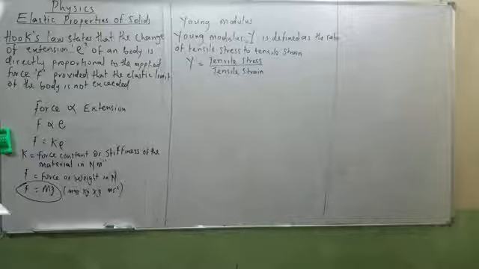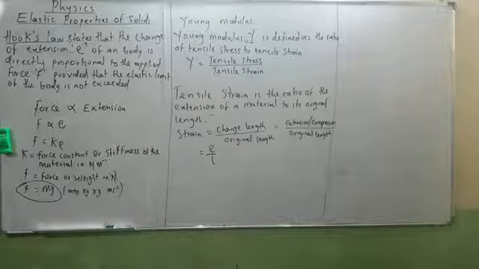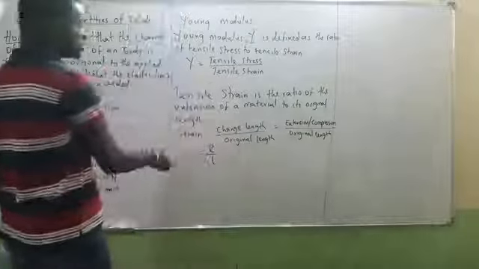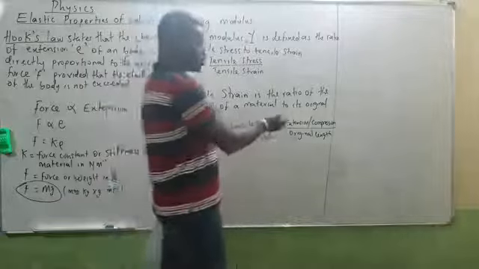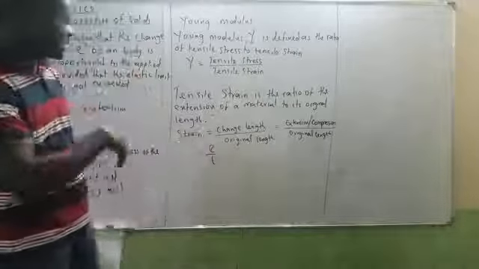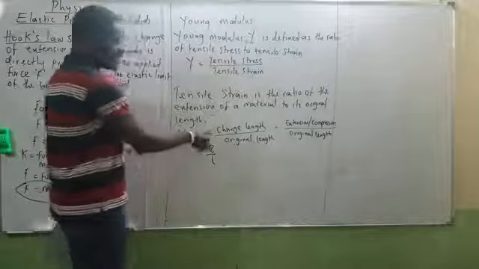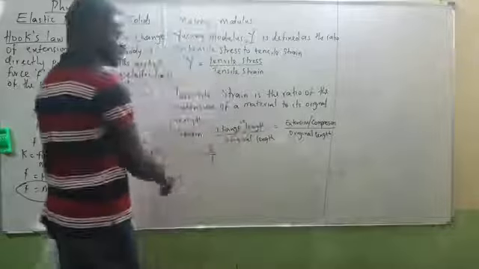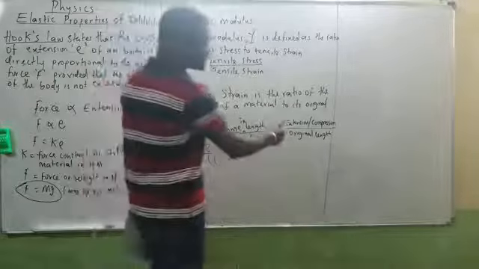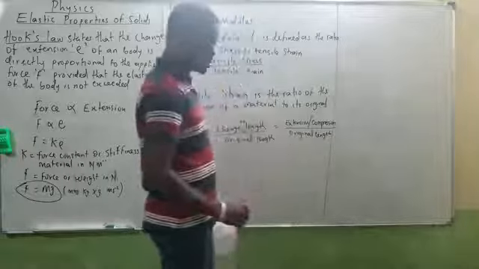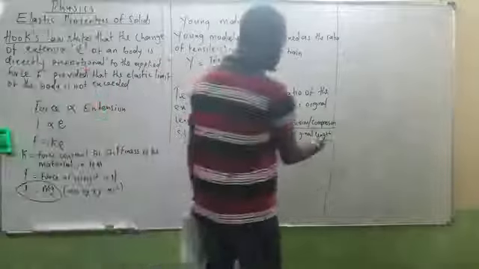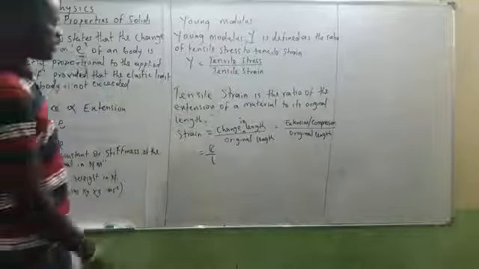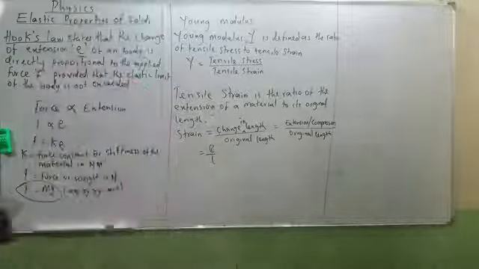Now, let me explain what is called tensile strain. Tensile strain is the ratio of the extension of a material to its original length. So strain equals change in length over original length, which is extension or compression over original length. This is denoted by e, which is extension over the length. That is what we mean by strain.